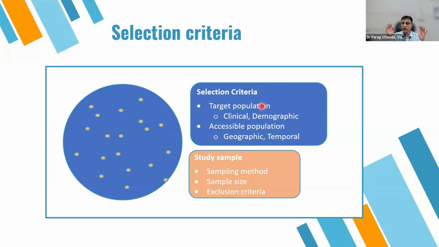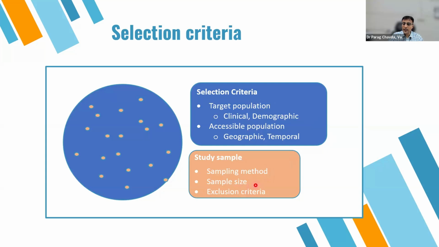Say, for example, if there are 500 people with polycystic ovarian syndrome from your hospital in a particular period in time, you are not going to study all 500, but probably only 50. So who are those 50? You will probably be employing some sampling method to select those 50.